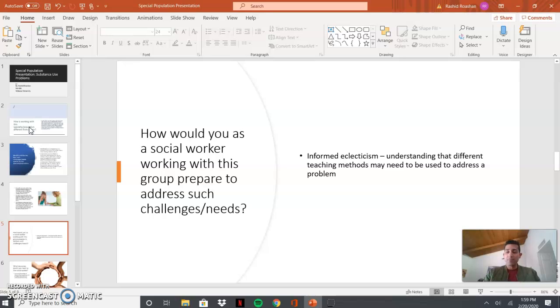I put informed eclecticism because different hats might need to be worn for different clients. Obviously, this goes into the process through which social workers and other service providers should approach making decisions about which models to employ to help people effectively. So one model might not be effective for all regarding substance use.